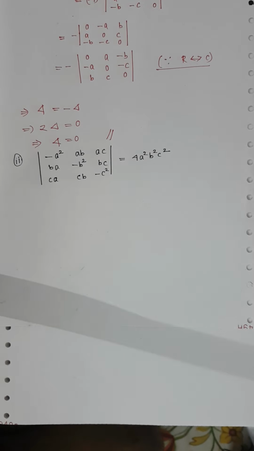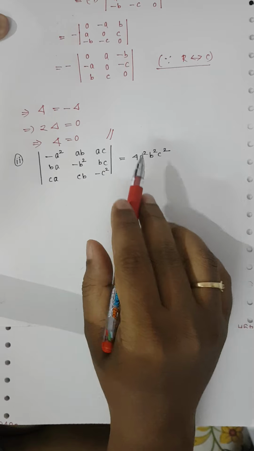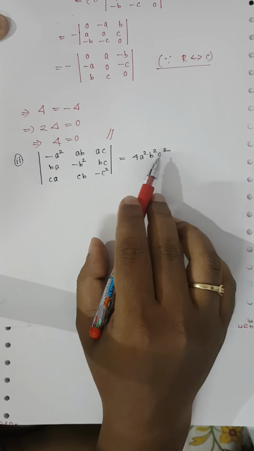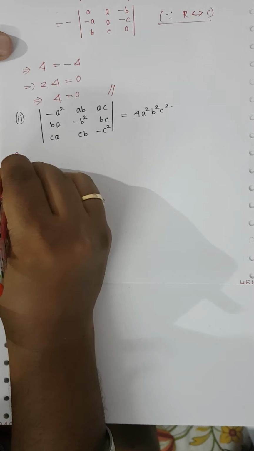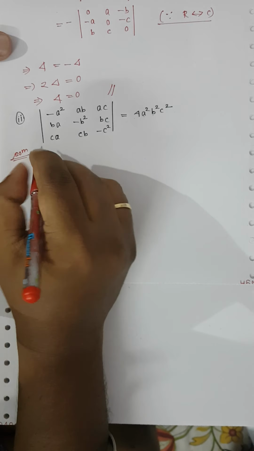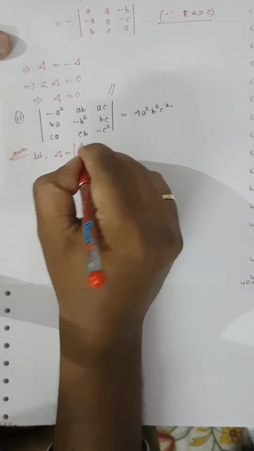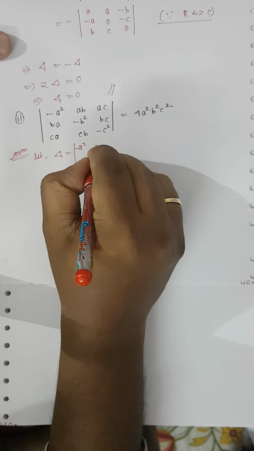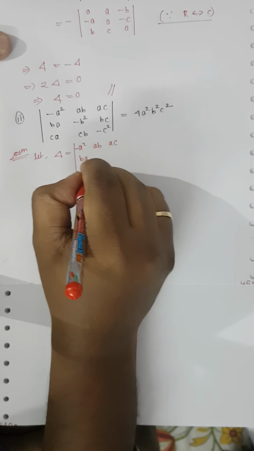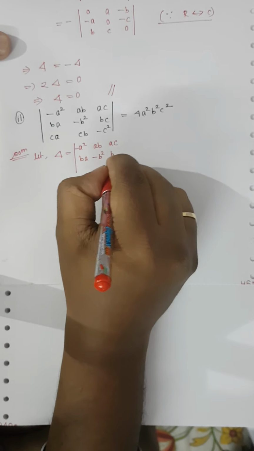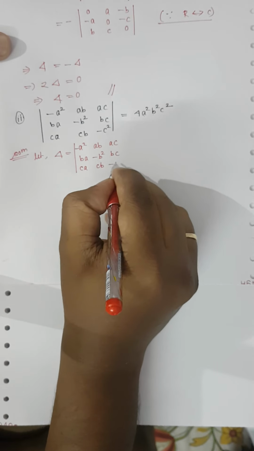Here comes question number 2. Show that the value of this determinant is equal to 4 a square b square c square. Solution. Let del is equal to the determinant with rows: a square, minus a square... ab, ac; ba, minus b square, bc; ca, cb, minus c square.